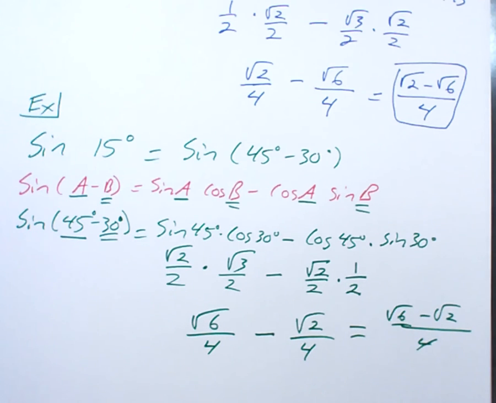Yes? Can you subtract the square roots? No, because this is like an x and a y, and you can't combine them together. You can, if they're common, like if you had 3 square root of 2 and 5 square root of 2, you could say that's 8 square root of 2, but you can't combine the square roots when they're different like that.